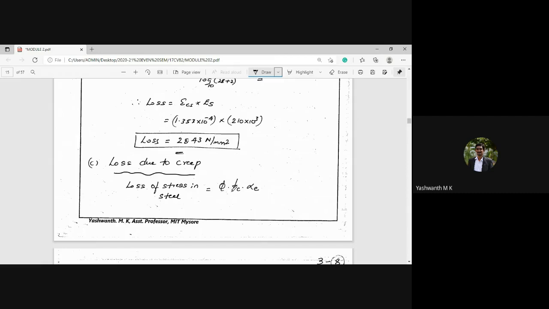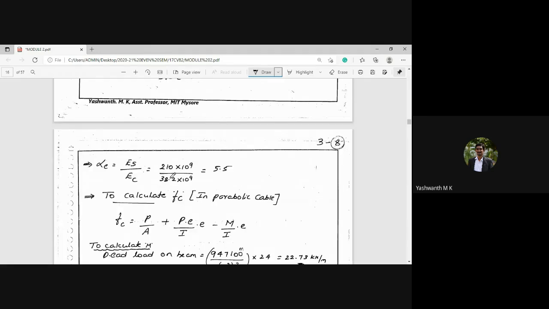Now you know phi, you know alpha_E, but you don't know what fc is, and how to calculate that. First let me calculate alpha_E, the modular ratio, because in the loss due to elastic deformation we did not calculate alpha_E. So I'm going to calculate alpha_E here. That is Es by Ec.